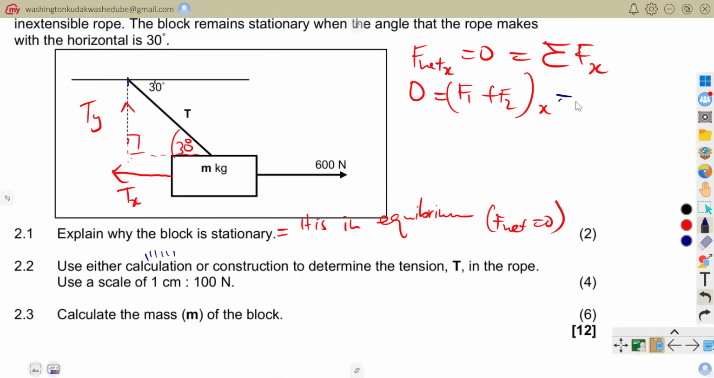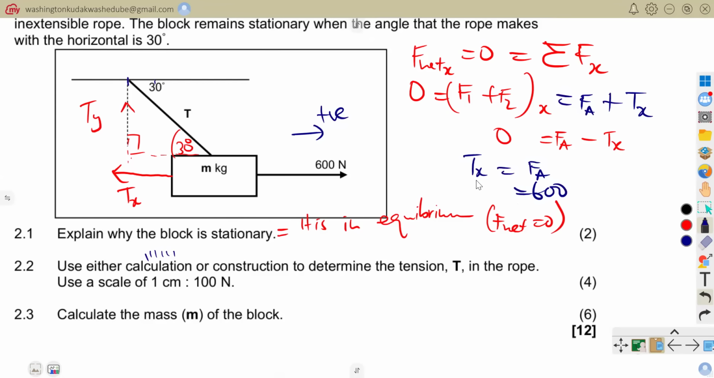And what becomes my F1? I have this force, that is the F applied. And then I have that force, T. I'll take going to the right to be positive. So here I would have F applied minus T of X is equal to 0. So I can say that T of X will simply be equal to F applied. And what is my F applied? This is 600.